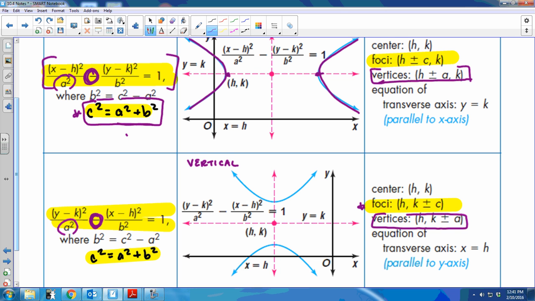C squared equals A squared plus B squared in this case. It was A squared minus B squared for ellipses. So C squared equals A squared plus B squared. You can use that. Any questions so far?